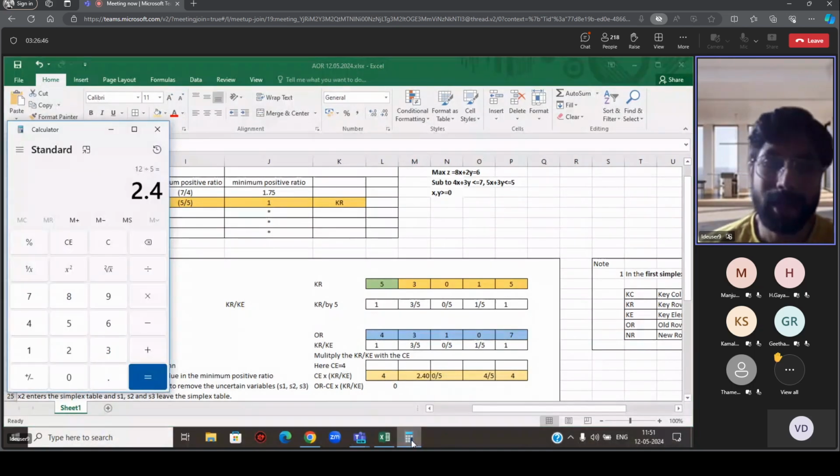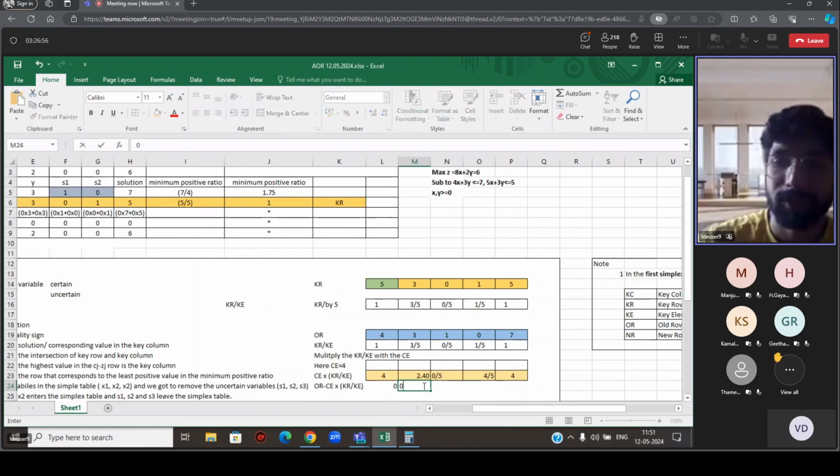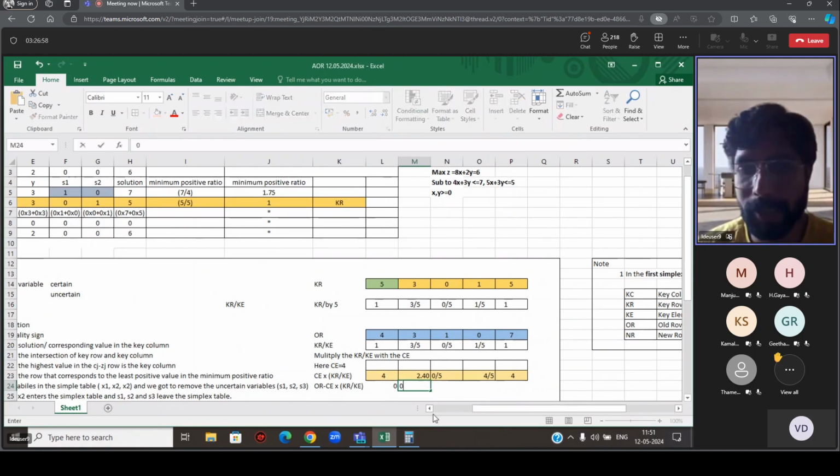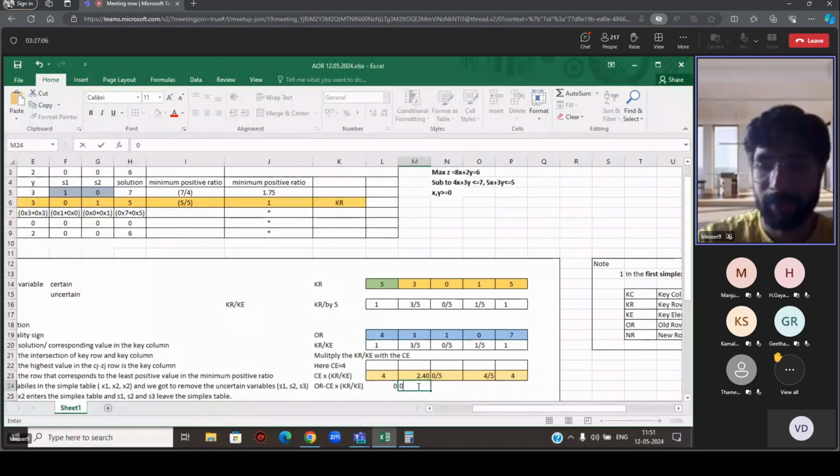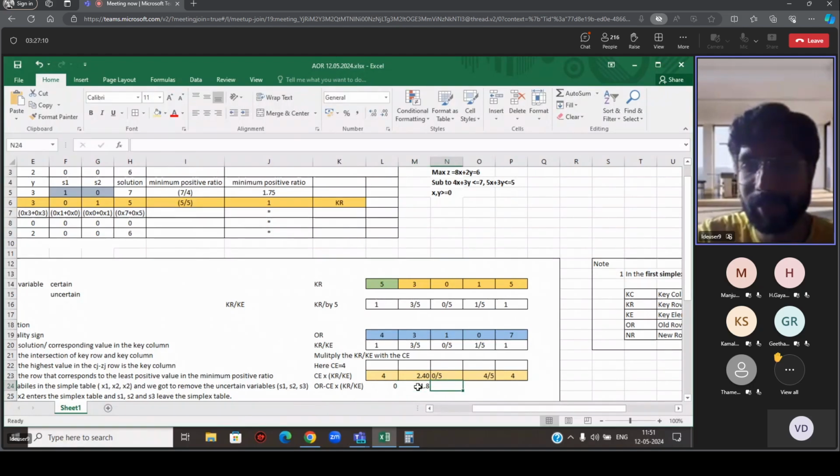So you need to calculate. 3 by 5, so how much is that? 3 divided by 5 is 0.6. Then 0.6 minus 2.40 is how much? Minus 1.8. You need to take calculators, guys. Then what is the old row?